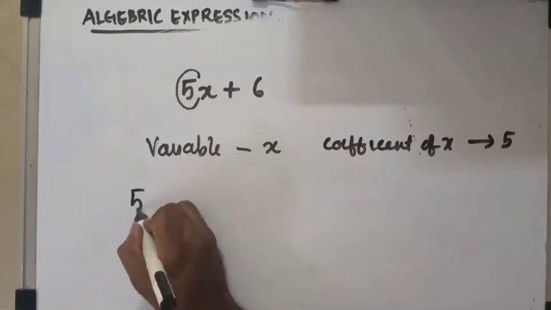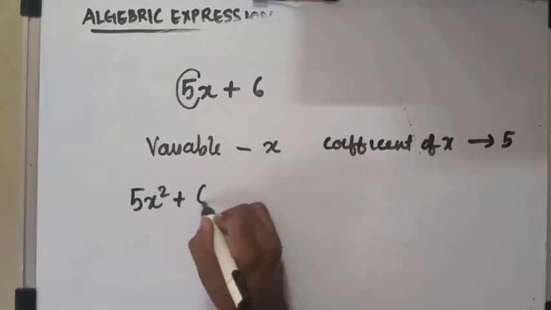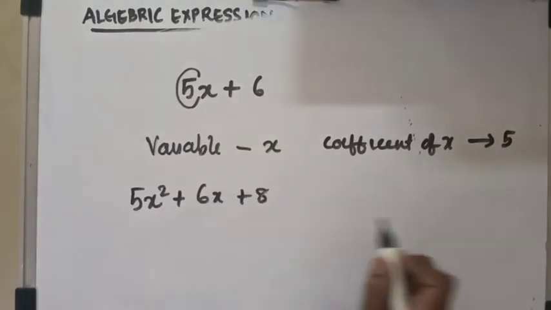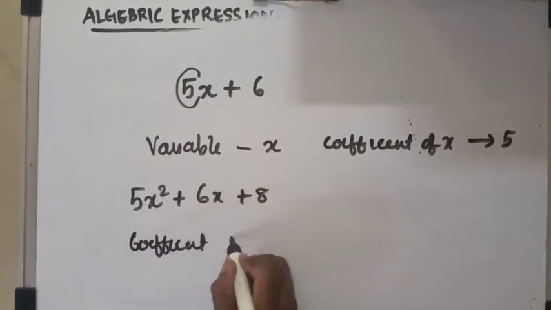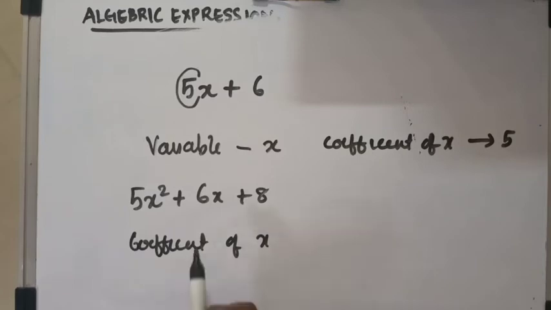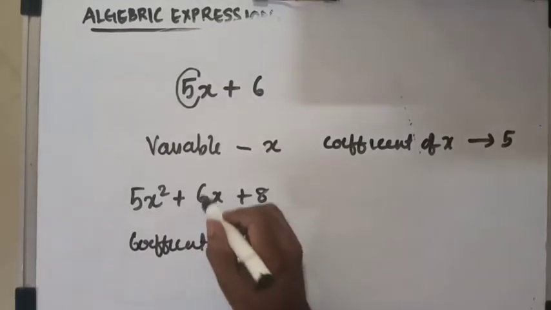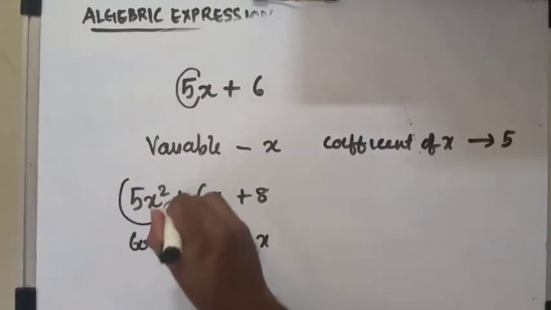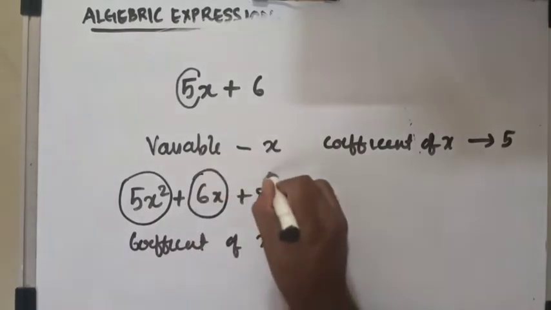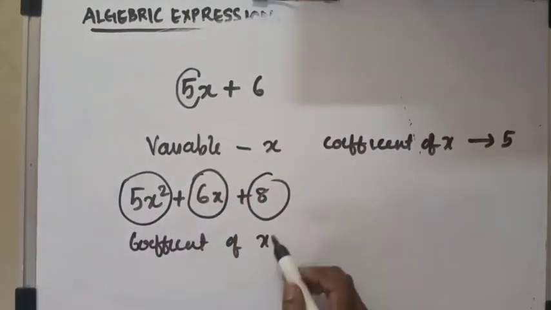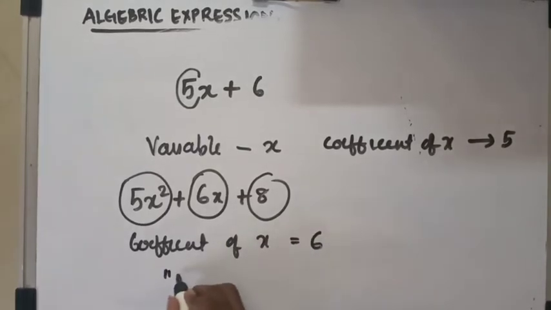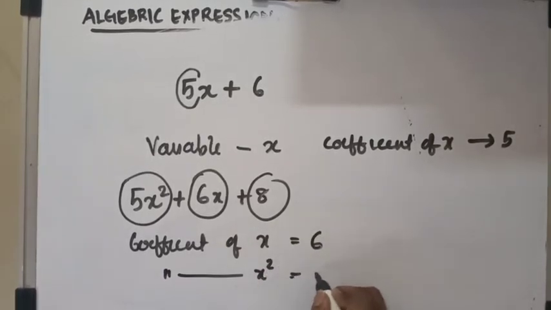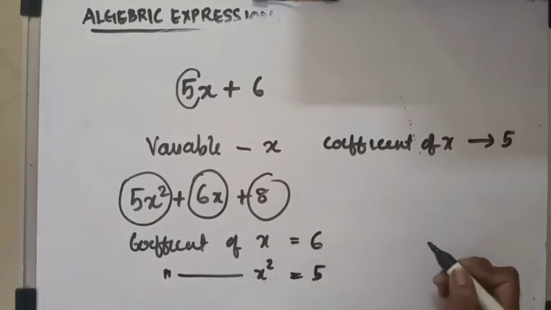Say if there is an expression which is 5x square plus 6x plus 8. If I ask you the coefficient of x, what is the coefficient of x here? x is the variable, and each single part is called a term. So the coefficient of x is what? 6. What is the coefficient of x square? The coefficient is 5. You need to remember this.